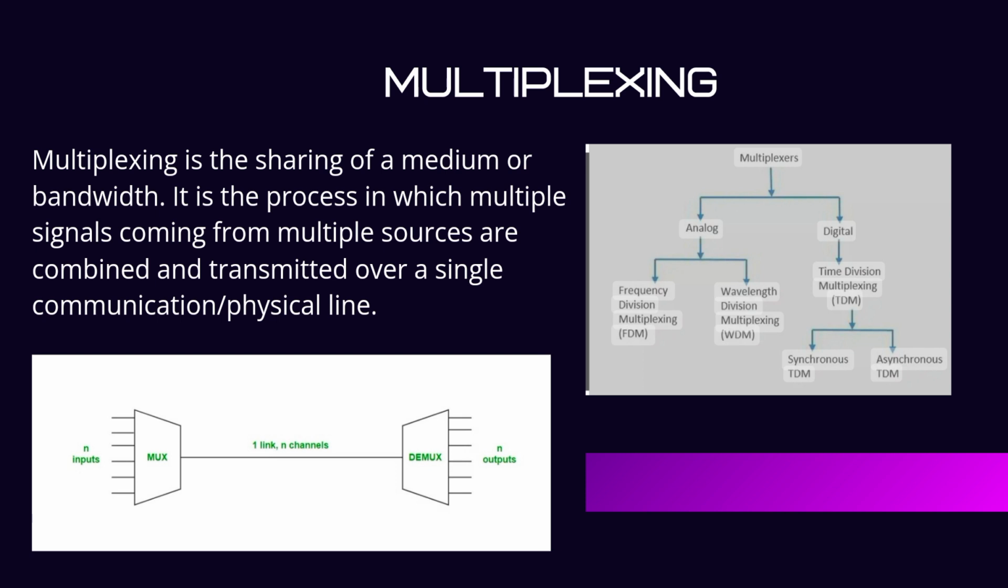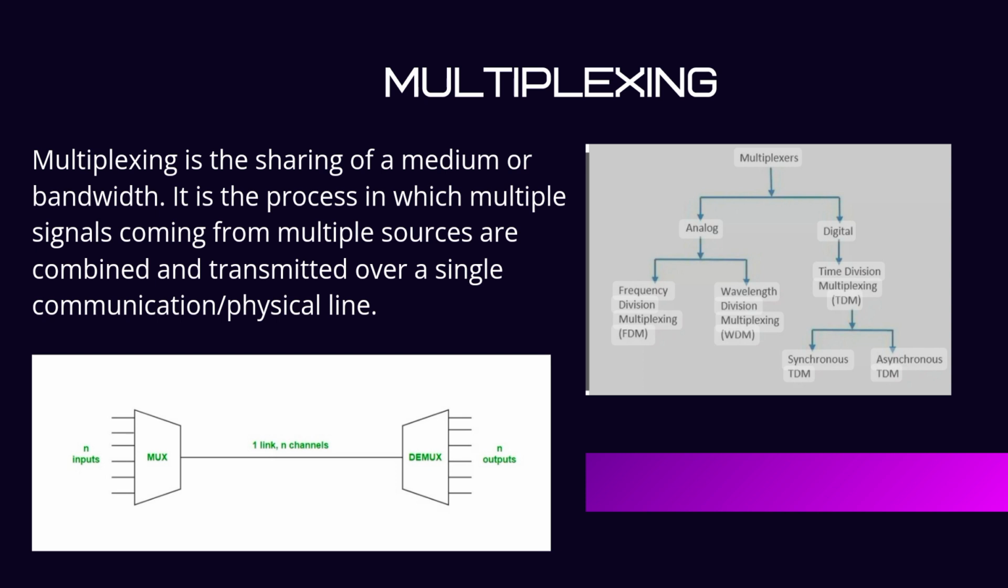Now the next topic is multiplexing. Multiplexing is the sharing of a medium or bandwidth. It is a process in which multiple signals coming from multiple sources are combined and transmitted over a single communication or physical line. Multiplexers are divided into two parts: the analog and digital multiplexer.